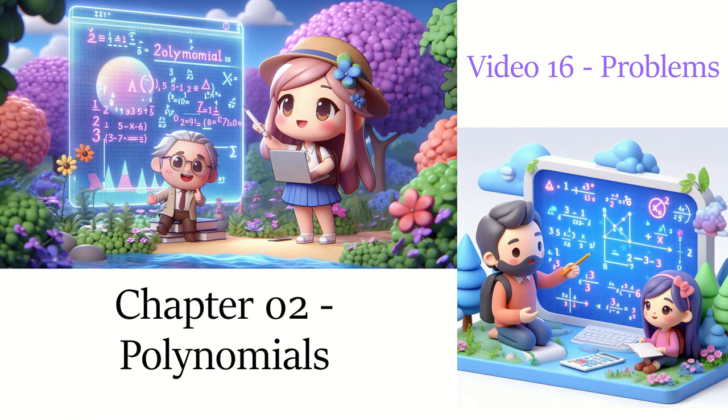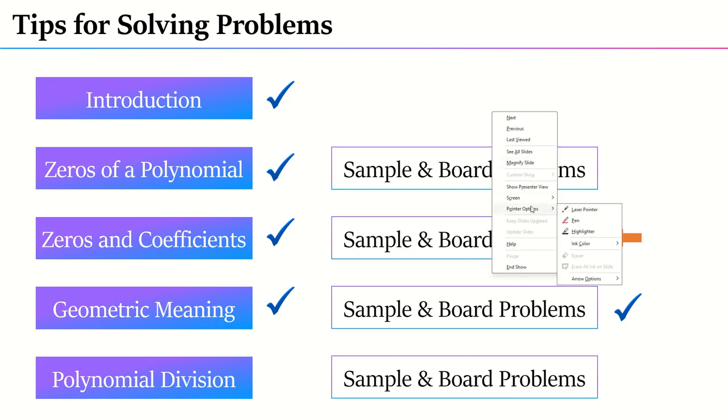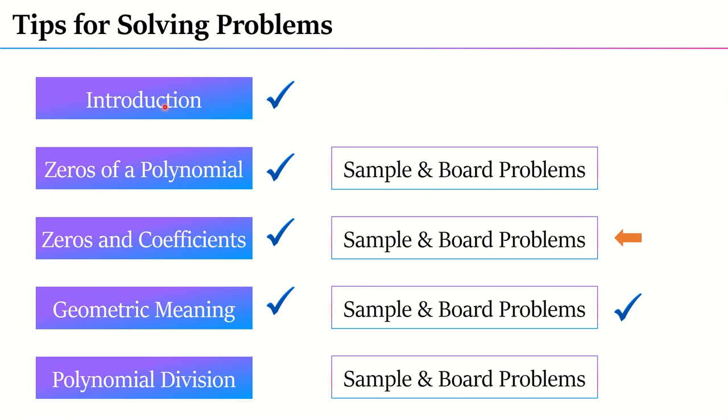Welcome back, students. In our last video, we discussed three patterns of problems. In this video, we'll continue looking into one more pattern. So, just as a status check, we have completed all the theory part, and these are the problems. We are right now discussing sample and board problems around zeros and its coefficients, more particularly on quadratic polynomials.